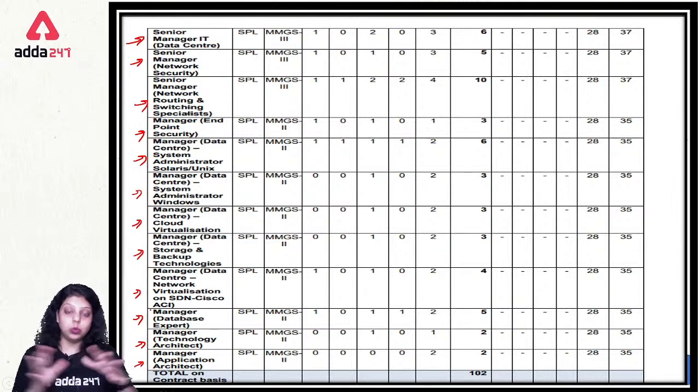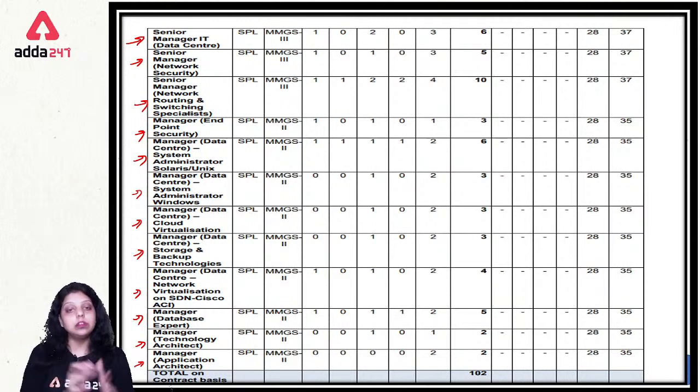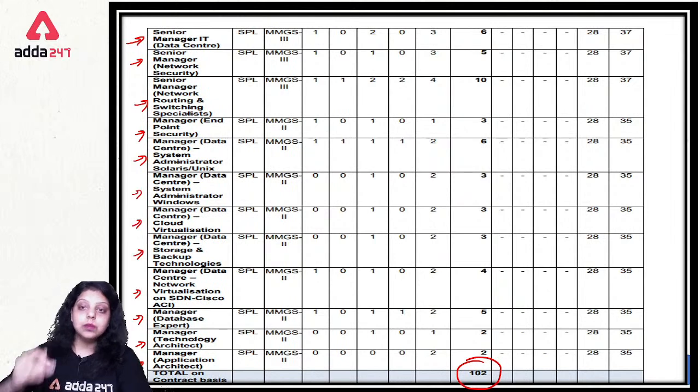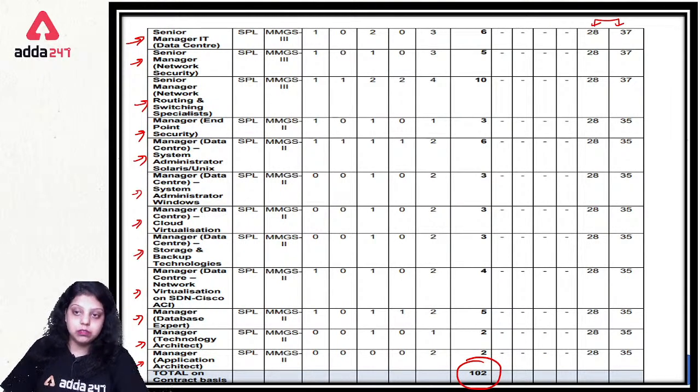So these are the posts which will be hired on the contractual basis. The total number of contractual basis posts is 102. Okay, there are 102 posts on the contractual basis. So these are the posts, and do check the age criteria for each post, that is minimum and maximum, which is mentioned in the notification.